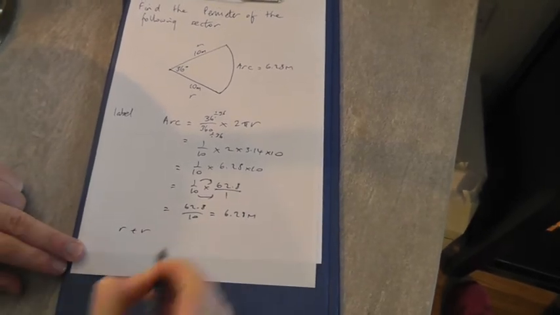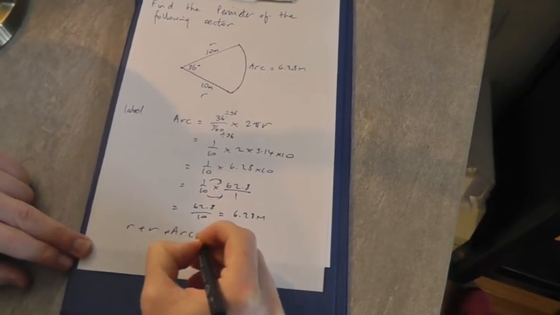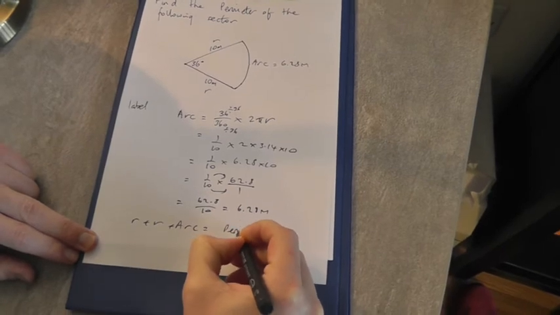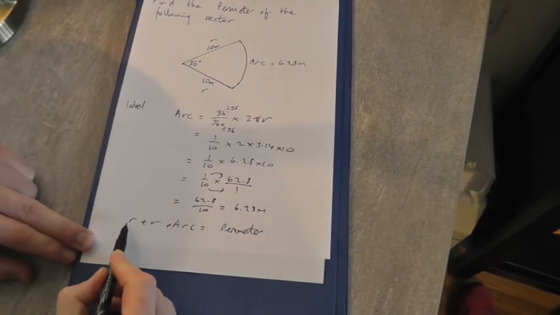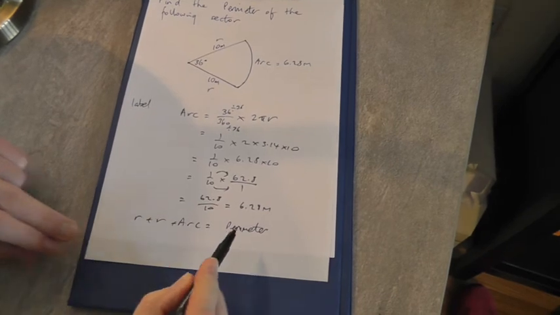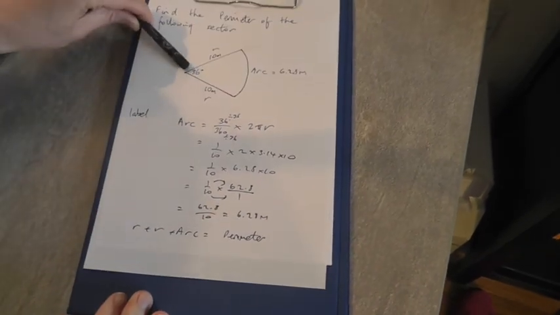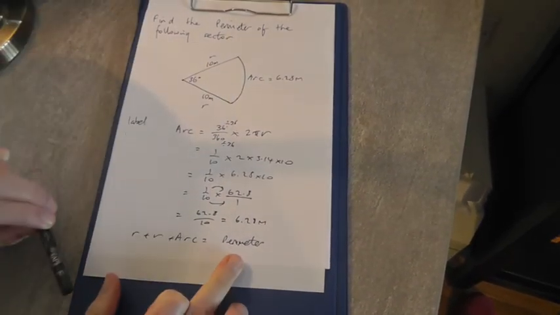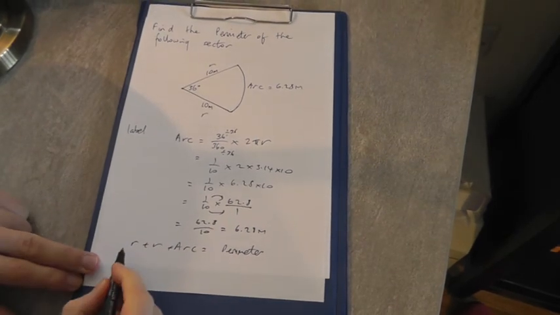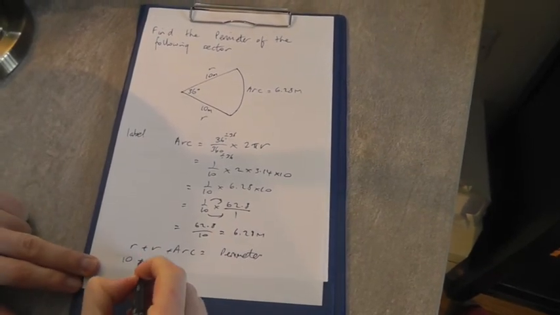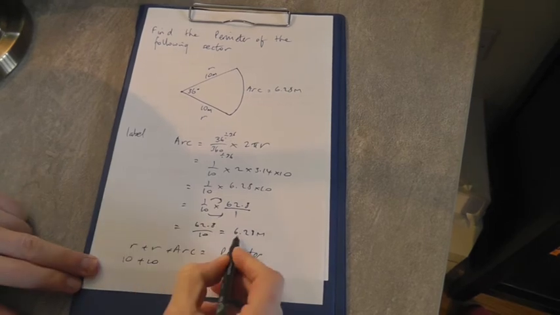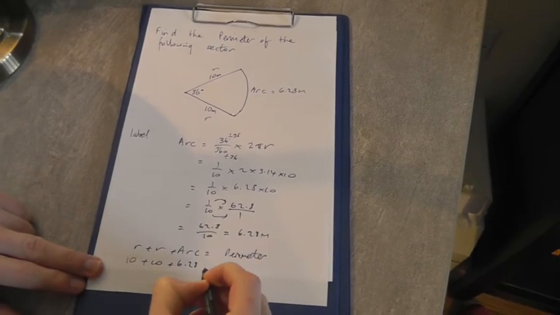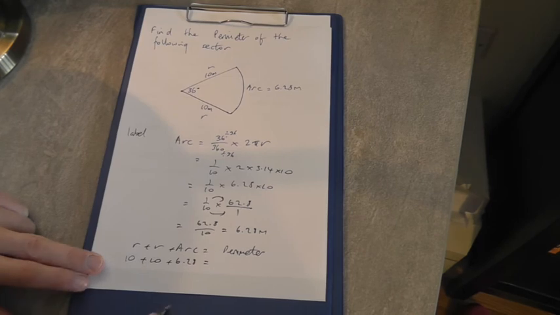Now if I want to find the perimeter of this whole shape, I need to add up both radiuses plus the arc. So both radiuses plus the arc is equal to the perimeter. So one radius, the second radius and the arc, all add up to the perimeter. So I'm going to sub in those values there. The first radius was 10, and the second radius is 10 also, and the arc we worked out was 6.28, and that is going to be equal to the perimeter.